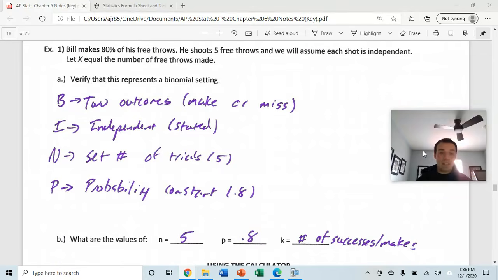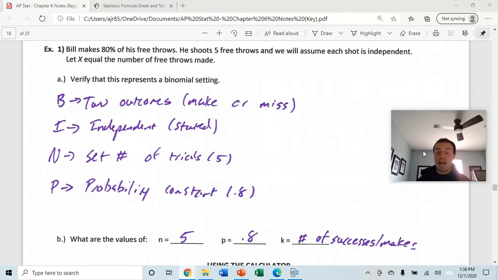So let's take a look at this example, and we'll go through this actual example here. Bill makes 80% of his free throws. He shoots 5 free throws, and we will assume each shot is independent. Let x equal the number of free throws made. Verify that it's a binomial setting.